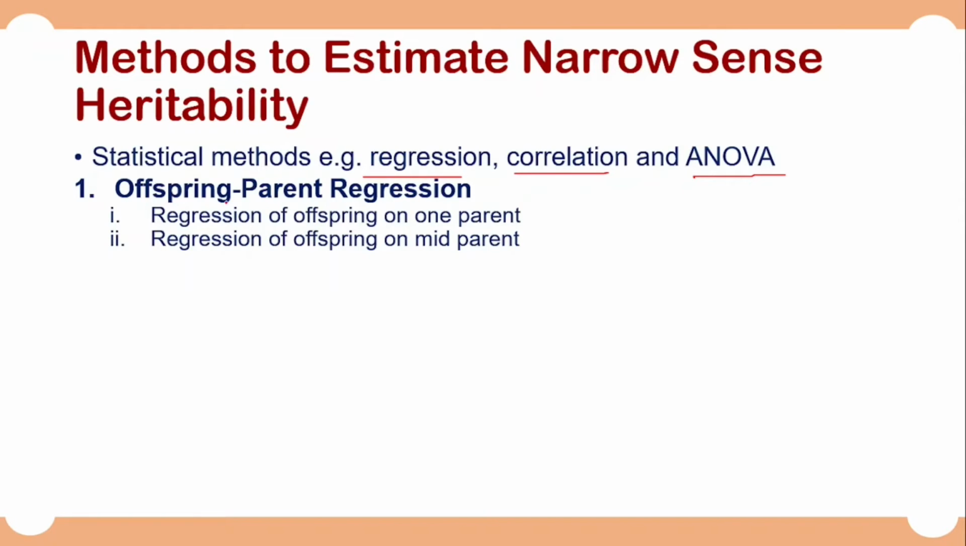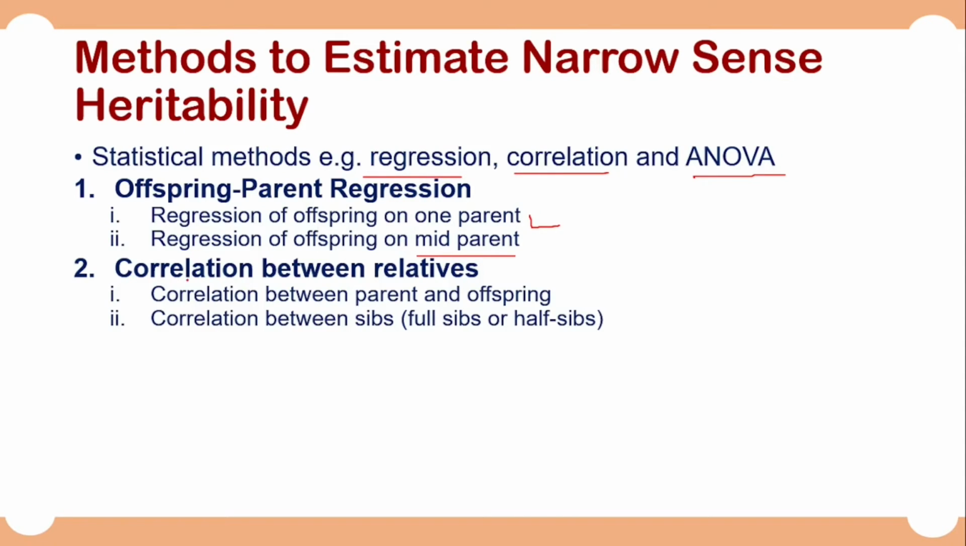The first method is the offspring-parent regression. This method is based on the regression of offspring on parent, and it is further divided into two categories. The first type of estimation of heritability through regression is the regression of offspring on one parent. If you have the data on offspring and only one parent, then you will use this method. But if you have data on both parents, male and female parent, as well as their offspring, then you will use the regression of offspring on mid parent. Mid parent is actually the average value of both the parents.